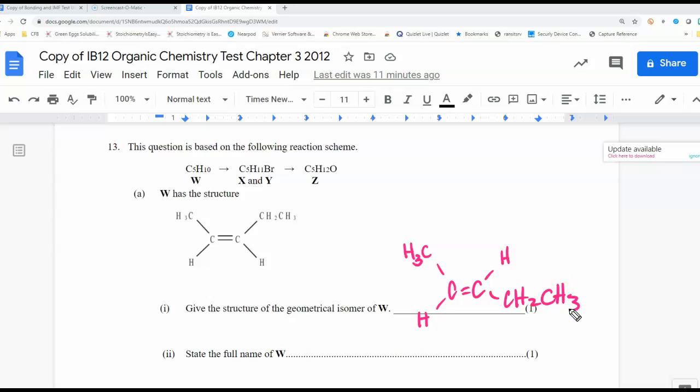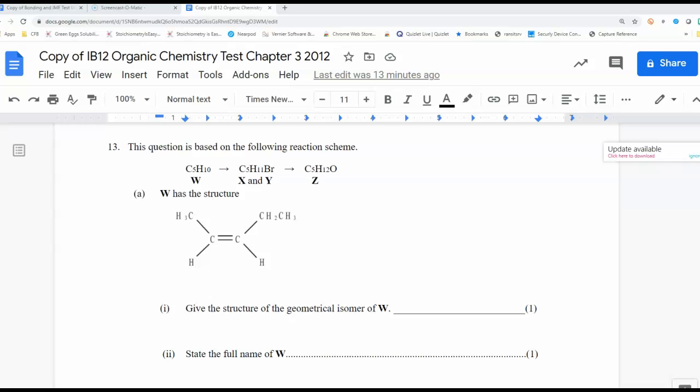State the full name of W. So we would call that cis. Okay, so we're trying to give the full name of this one. So this is going to be cis-2-butene. Cis-2-butene should have been our correct answer on that one.